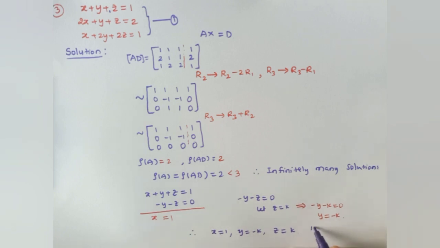Here k is any real number. So if k is 0, the solution is 1, 0, 0. If k equals minus 1, the solution is 1, 1, minus 1. If k is 1, then 1, minus 1, and 1. If k is 2, x is 1, y is minus 2, z is 2.